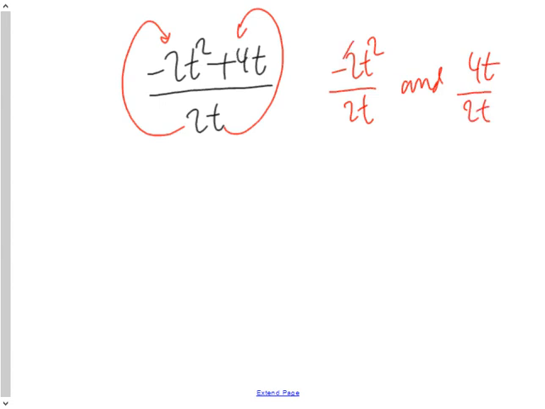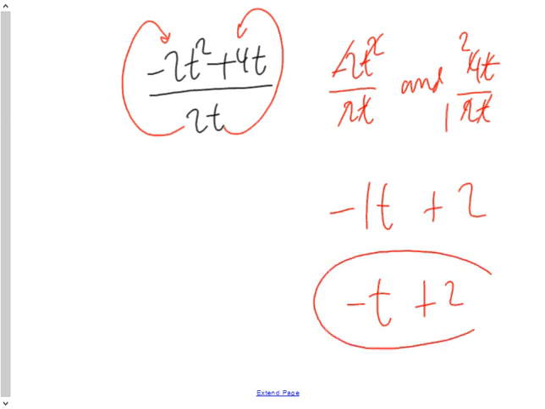In this case, negative 2 over 2 is going to become a negative 1. I'll put negative 1 right now. A t squared over t is going to become a t, so I'm going to have negative 1t, or just negative t. We don't need a 1 coefficient. 4 over 2 is going to become 2 over 1, and t over t is going to cancel each other out. I'm just going to be left with a positive 2, which is the solution to what is negative 2t squared plus 4t divided by 2t. The solution is negative t plus 2.